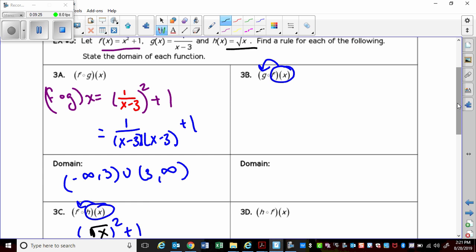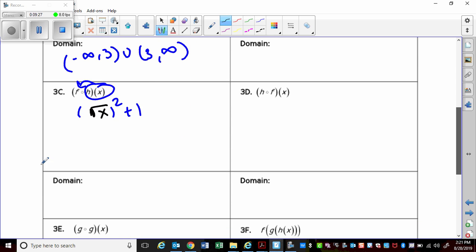Now, what's really cool is the square root and squared are inverses of one another. They cancel each other. The square root of x squared, they cancel each other, and you just get x plus 1. And there is no domain restriction for x. You can plug in 0 or negative numbers, anything you would like, and you'll get a good number. So the domain is going to be, you can use negative infinity to infinity, or maybe all real numbers. I'm going to use this.